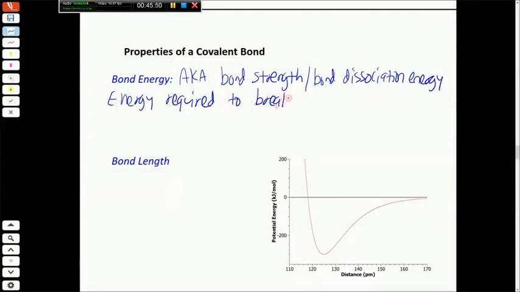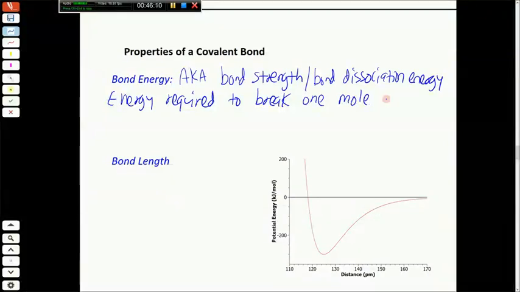Now, one thing I hate about this textbook is that they talk about bond energies usually in kilojoules per mole. We haven't really learned what a mole is yet, so you probably are all familiar with this, but we'll talk about it in a little bit. But it's the energy required to break a whole huge collection of bonds. So it's not just breaking one bond, it's breaking a lot of bonds at once.